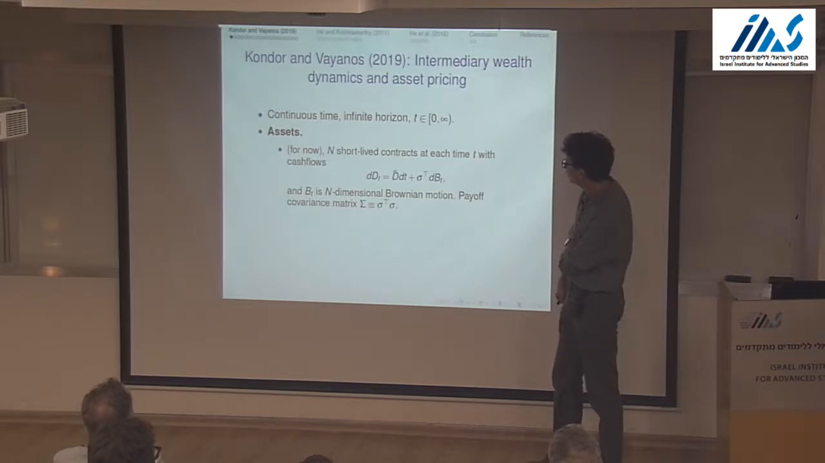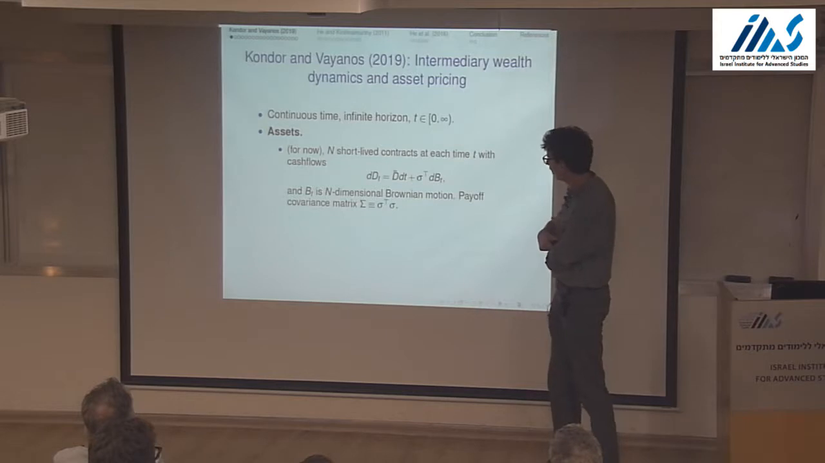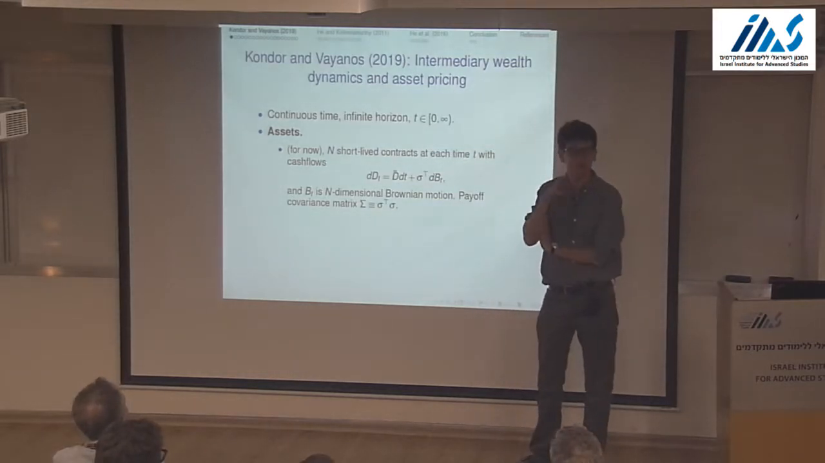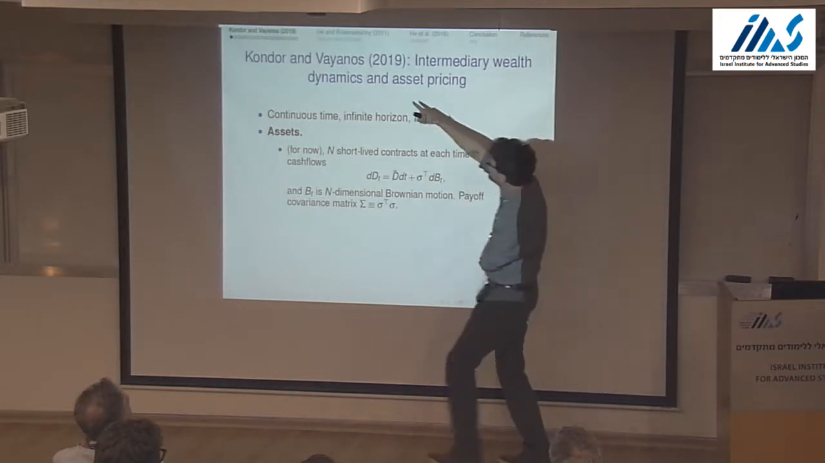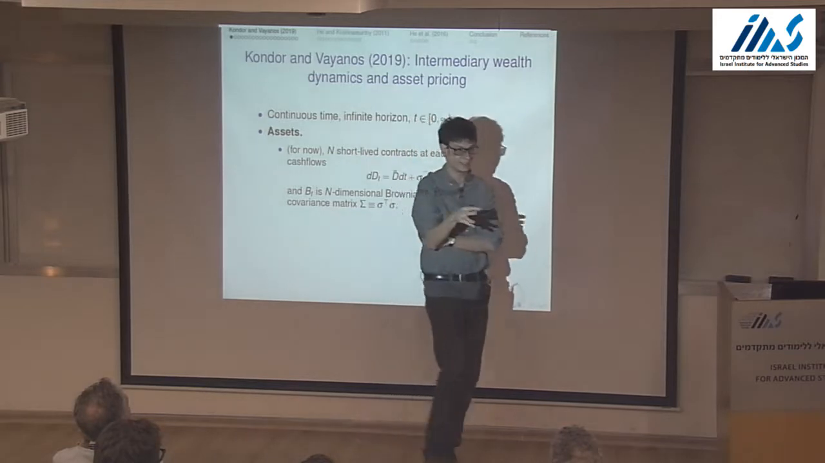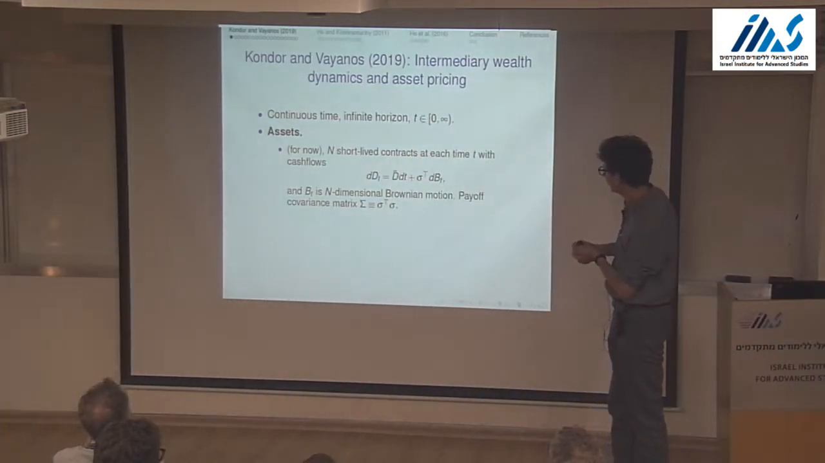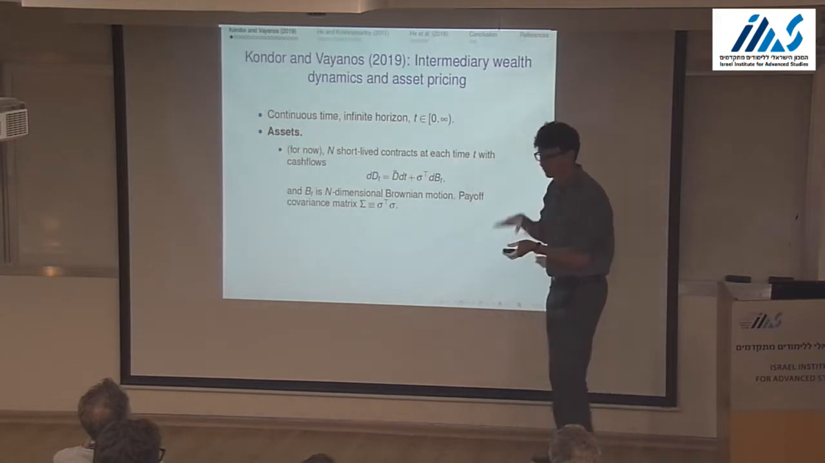So here is how it works. We still have a continuous time infinite horizon economy. Now there are no Poisson shocks. Everything will be slightly more standard. It's not as standard yet, but when we go on, it will be even more standard.